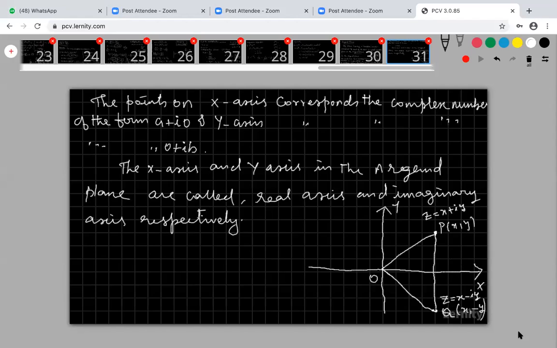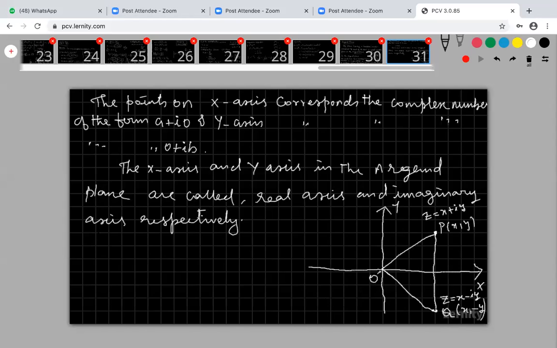Z bar is the image of the complex number Z. Q is the image of P. That image is called the conjugate. That is called a mirror image. So why, sir, are we calling it a mirror image? If you take this is P, then this is the image. If you take it like this, that is a mirror image. Q is the mirror image of P. That mirror image is called the conjugate of the complex number.